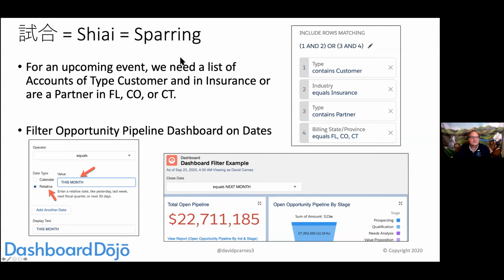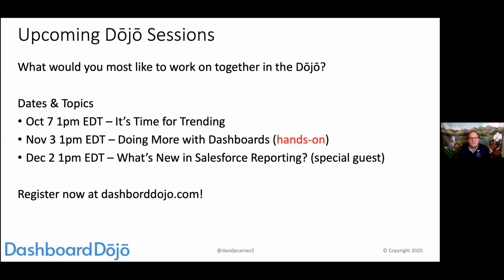All right. So I would love to have you back to talk about other things, but I'd really like to know what those are. So I picked a few topics for the fall. So I've got October 7th. There are so many great trending options to talk through. November 3rd, I thought to do more of a hands-on session. We'll need to have everybody set up on one of these Einstein Analytics dev orgs, and I can tell you how to do that.